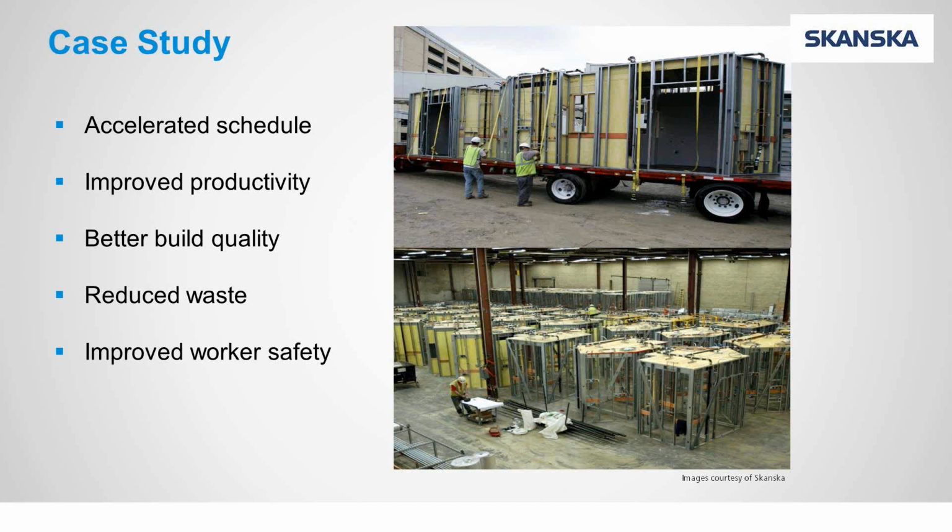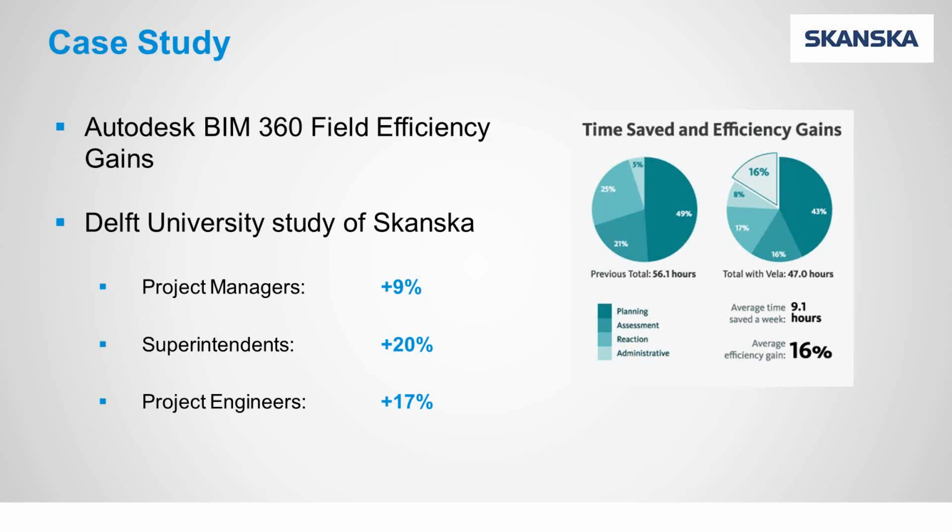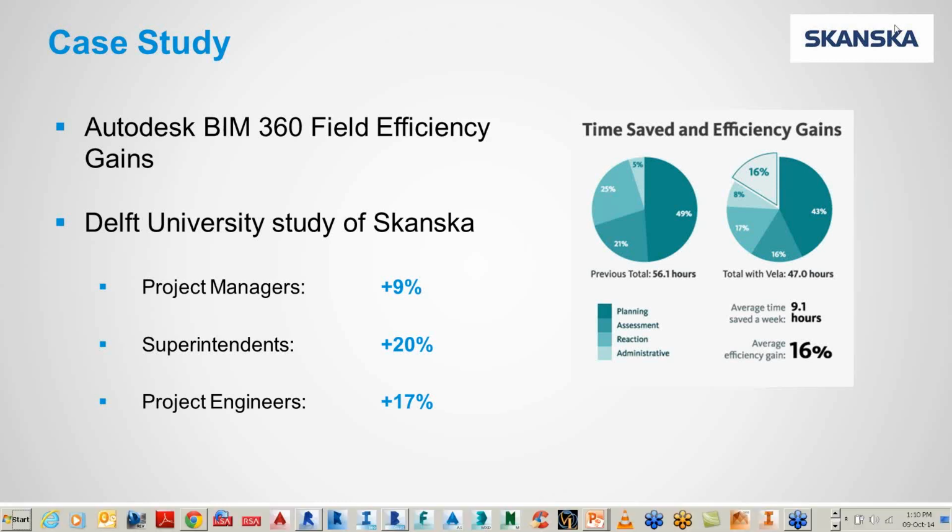This is a case study on BIM 360 Field efficiency. Skanska has been using this on a university project, and you can see the savings here for project managers, superintendents, and project engineers. On the right-hand side of the screen is a little graph showing the time saved for different people working on this project. You can see on the left, it was taking over 56 hours to deliver a number of tasks, and then by using BIM 360 Field, which was formerly called Vela Systems, the users are saving over 9 hours per person per week. So there's quite a significant efficiency gain by using these tablets, using these BIM 360 Field tools on the site.